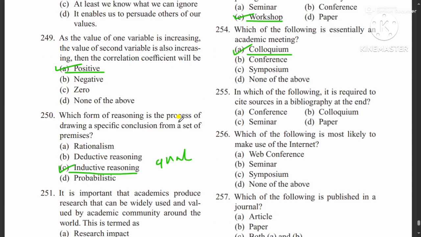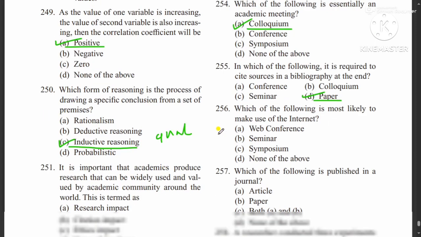In which of the following is it required to cite sources in a bibliography at the end? So option D is correct. Paper. In the last of the paper, it is required to cite the sources in a bibliography at the end.